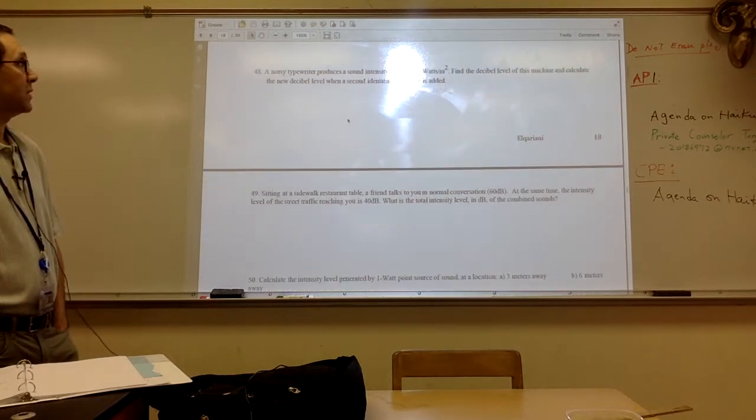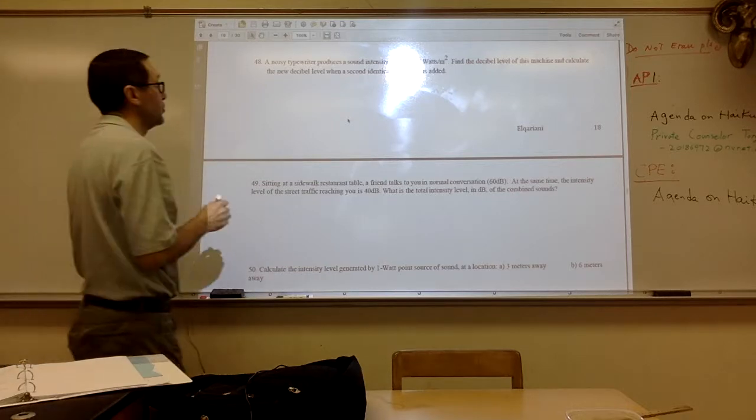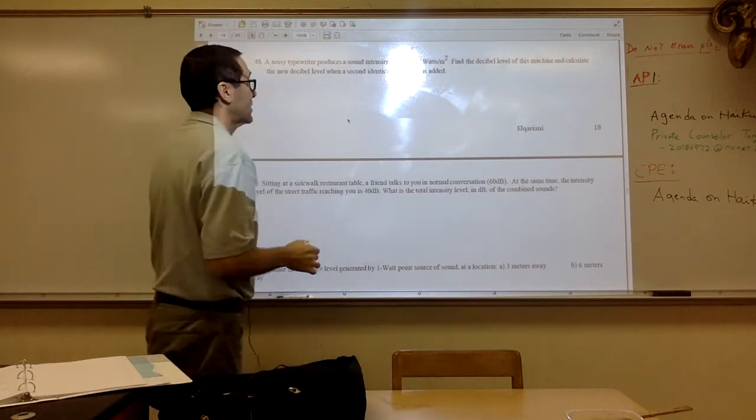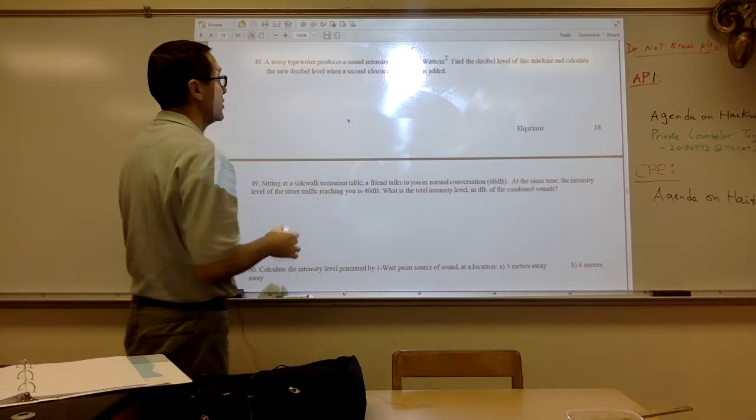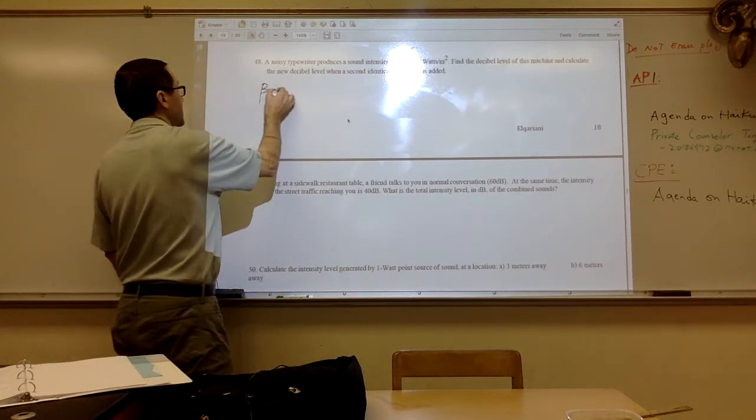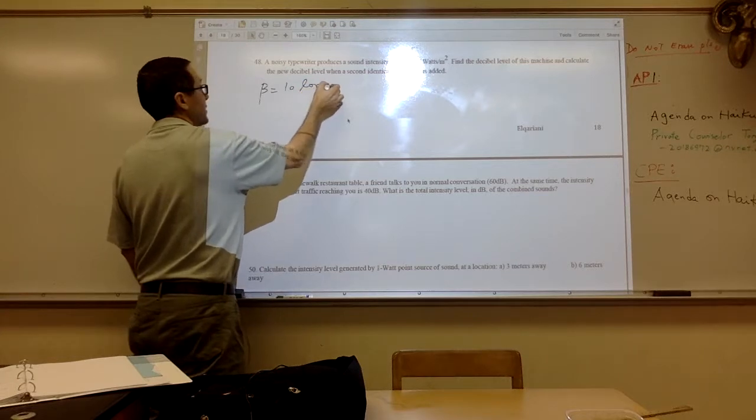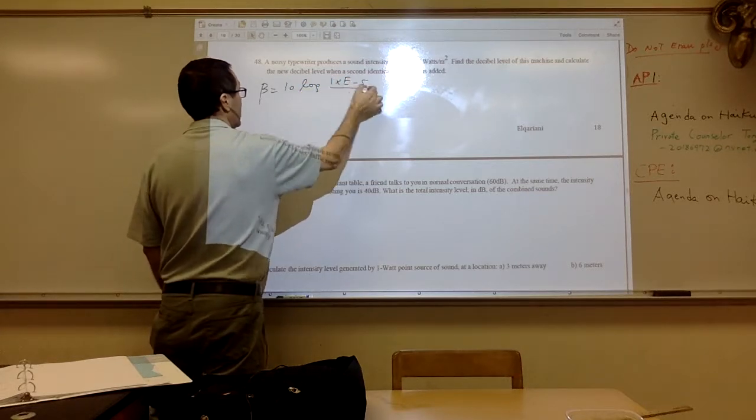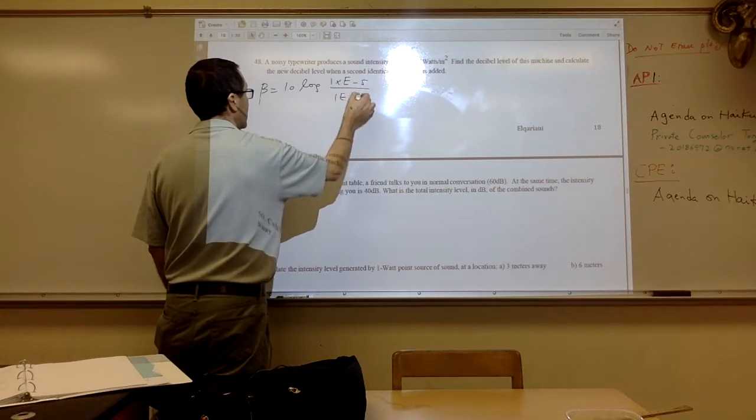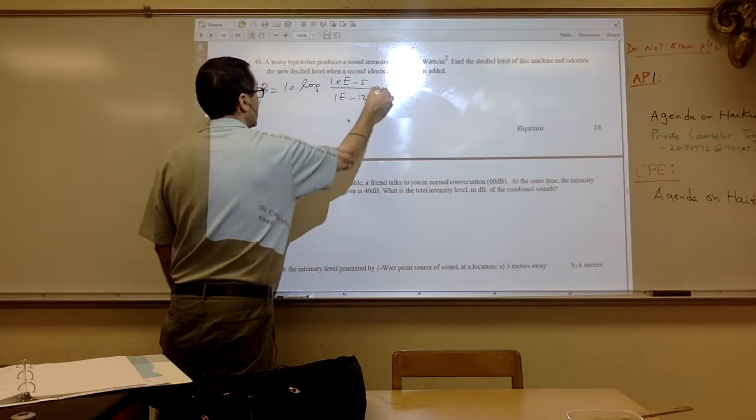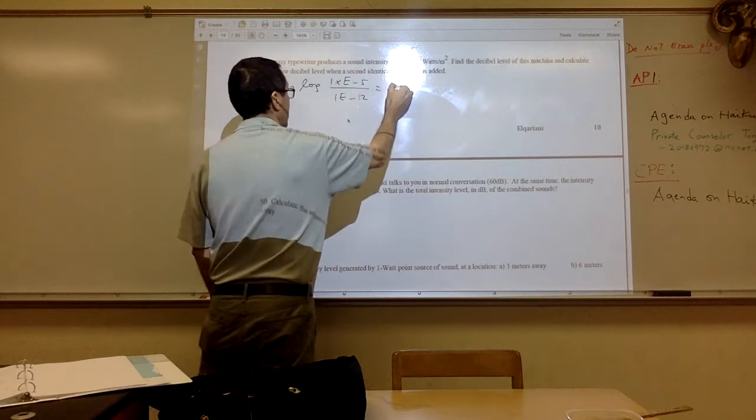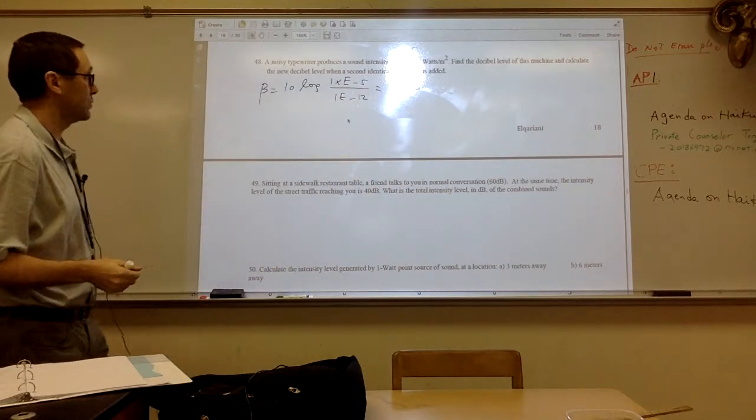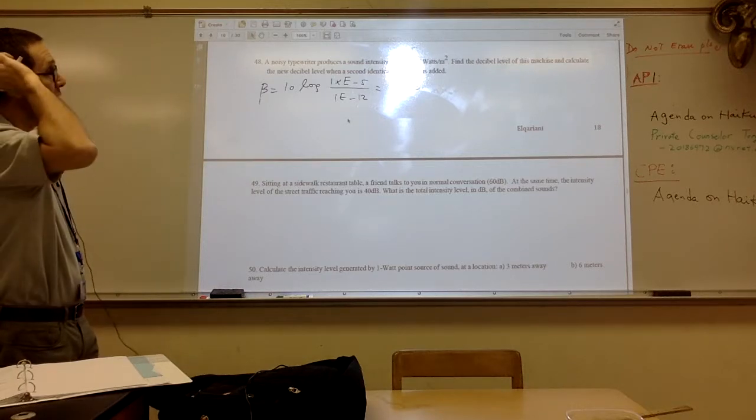All right, number 48. A noisy typewriter produces a sound of intensity 1 times 10 to the negative 5, that's I. Find the decibel level of this machine. I think beta is 10 log of 1 times 10 to the negative 5 over 1 times 10 to the negative 12. And that should just be 70, it looks like. You don't even have to put that in the calculator if you know your rules of logs.